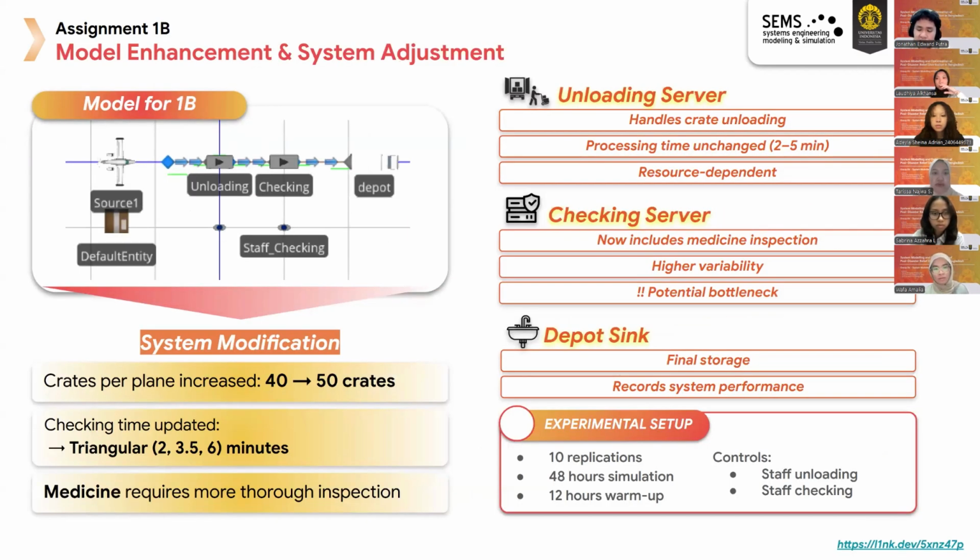This is for the 1B model enhancement. For assignment 1B, we increased the number of crates per plane from 40 to 50 and used a triangular distribution for checking time. We also tested different staffing configurations to determine the most efficient resource allocation.